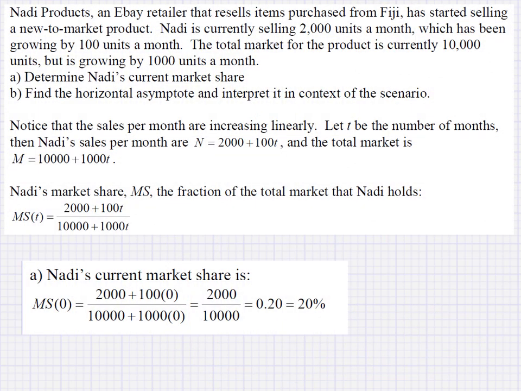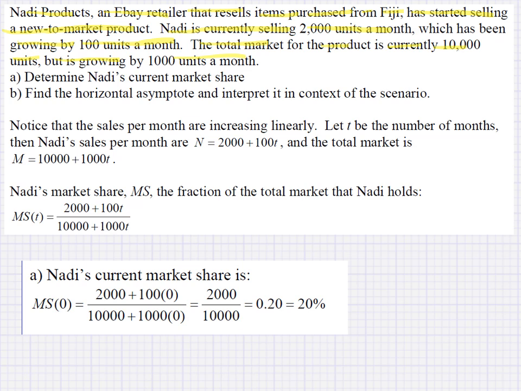Let's wrap this whole thing up with an application. So, Natty Products, an eBay retailer that resells items purchased from Fiji, has started selling a new-to-market product. Natty is currently selling 2,000 units a month of this product, which has been growing by 100 units a month. The total market for the product is currently 10,000 units, but is growing by 1,000 units a month.